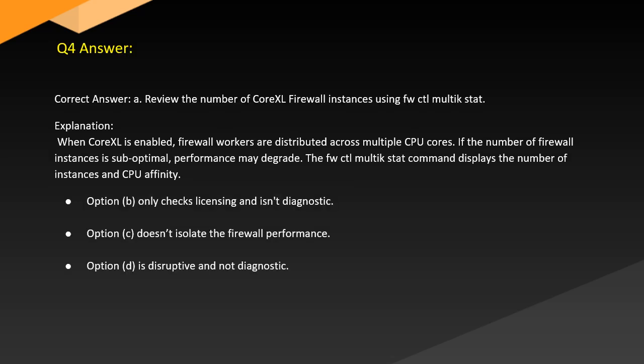Answer. Correct answer: A. Review the number of CoreXL firewall instances using multik stat. Explanation. When CoreXL is enabled, firewall workers are distributed across multiple CPU cores. If the number of firewall instances is suboptimal, performance may degrade. The multik stat command displays the number of instances and CPU affinity.